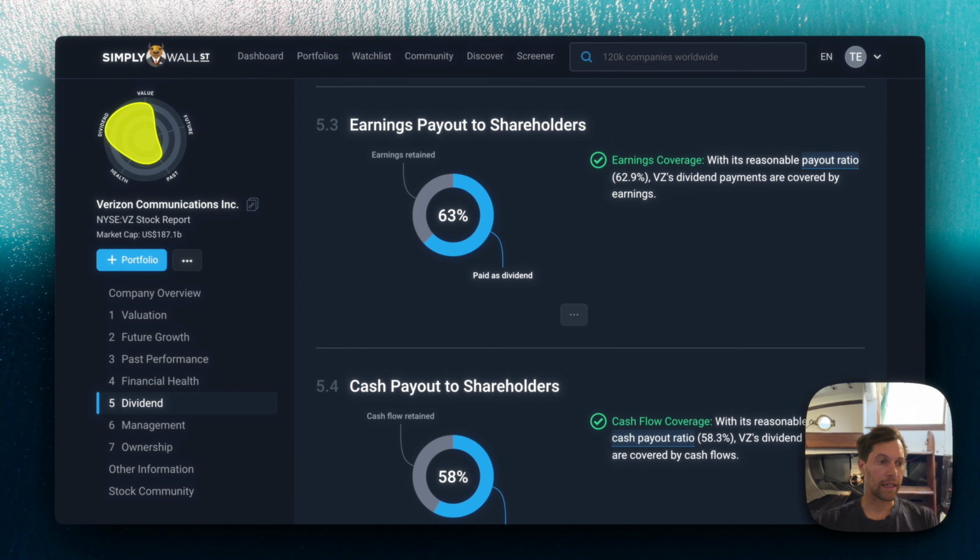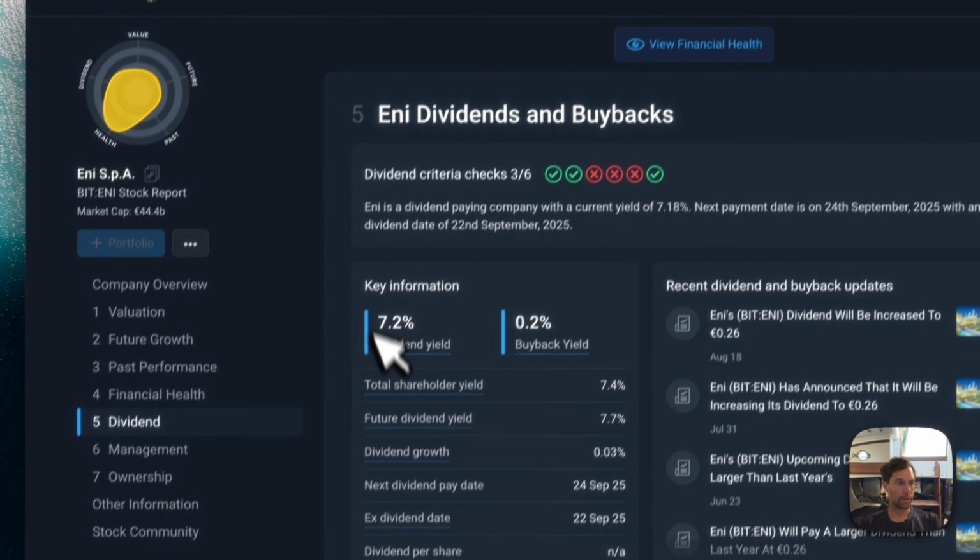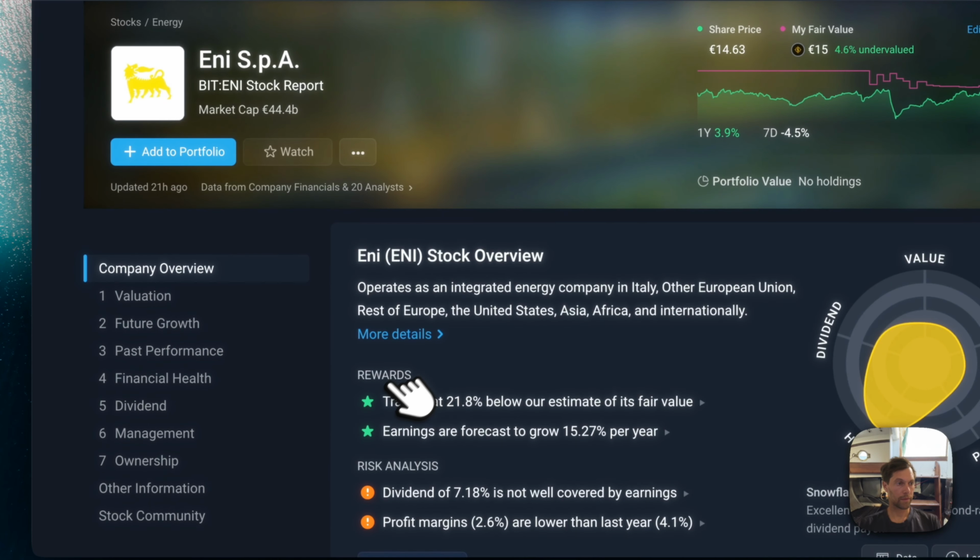And then finally, these payout ratios are pretty reasonable, right? It can definitely afford this dividend payment. You've got roughly 60% of earnings and 60% of cash flows being paid out. So let's now change over to another company, which would be Eni.